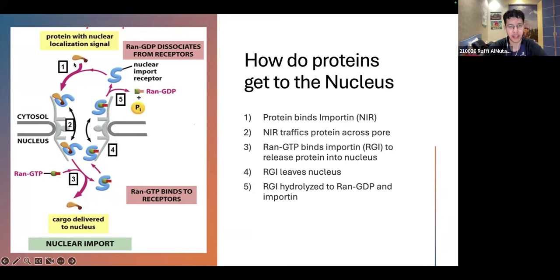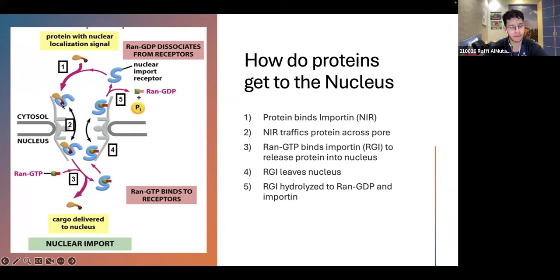The protein that we made, the beautiful protein which came from the cytoplasm, is going to bind NIR, or importin, or nuclear import receptor. And then it will go across the nuclear pore. So if you know the structure of a nucleus, it has pores, these holes, and proteins can go through these holes. So that's what's happening here.